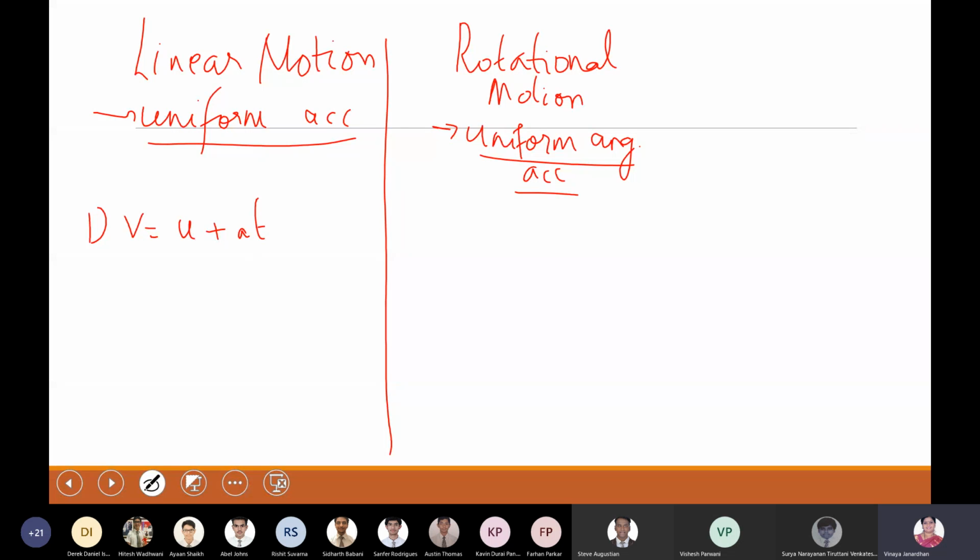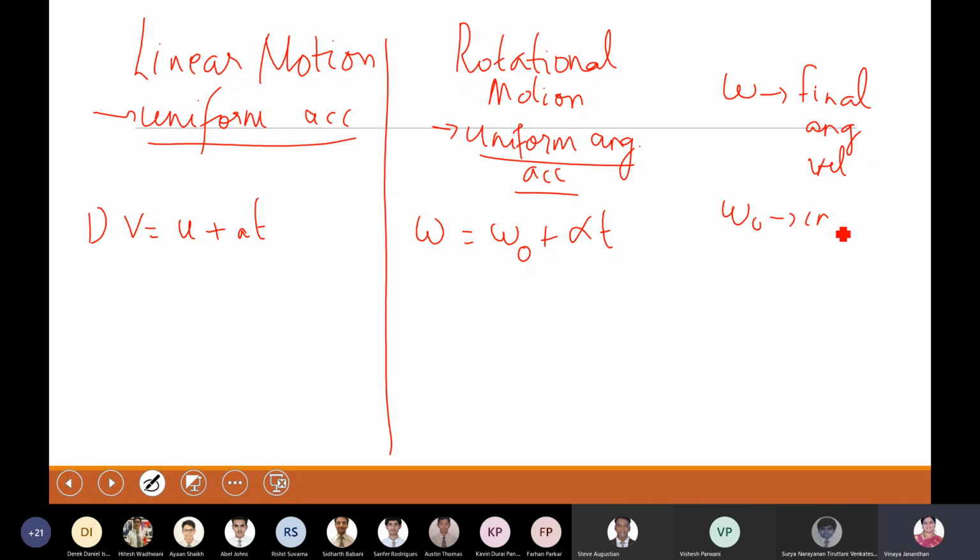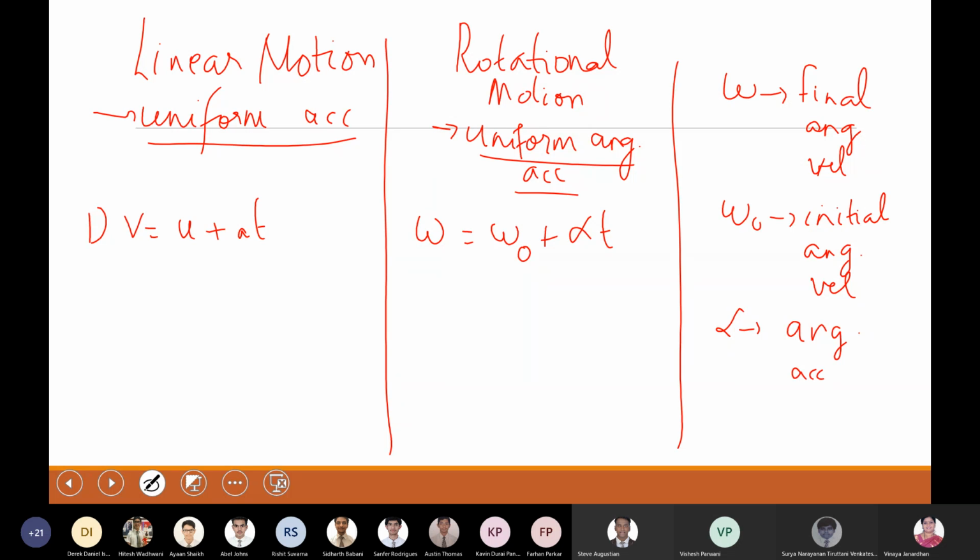So that was linear velocity. Here you should have angular velocity: omega is equal to omega naught plus alpha into t. So what is omega? Omega is final angular velocity. Omega naught is initial angular velocity. Alpha is angular acceleration. Theta is angular displacement.